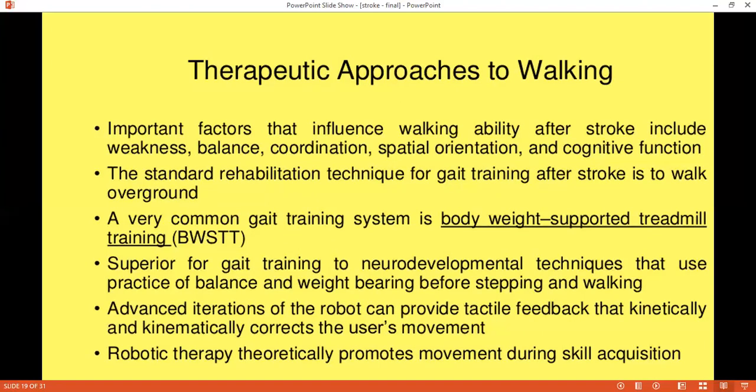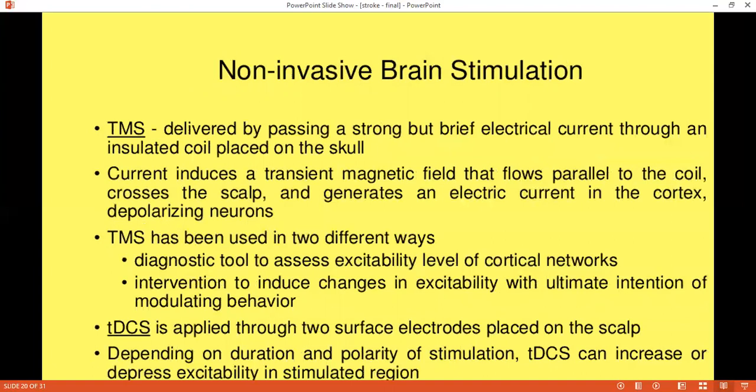The next slide. This is a recent advanced technique which is performed by neurologists, non-invasive brain stimulation, that is called transcranial magnetic stimulation. It is delivered by passing a strong but brief electrical current through a coil placed on the skull. The current induces a transient magnetic field that flows perpendicular to the skull and generates an electric current that depolarizes neurons.